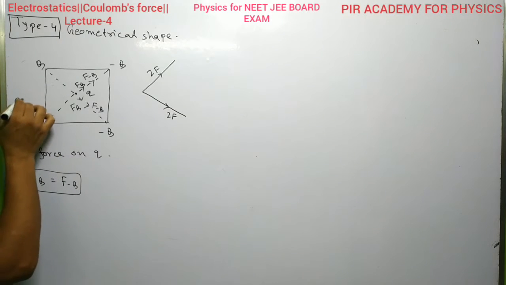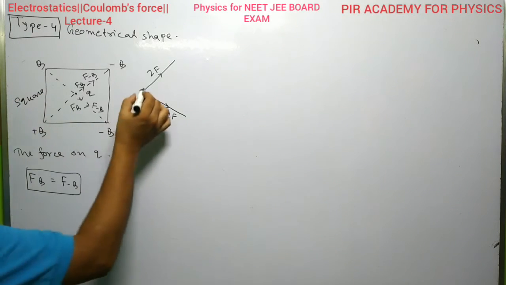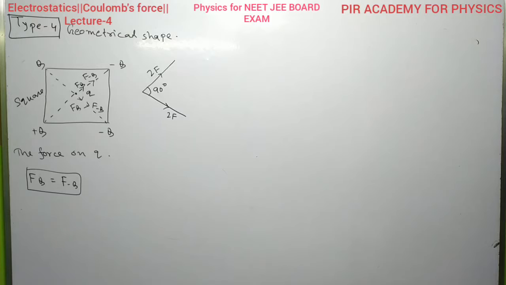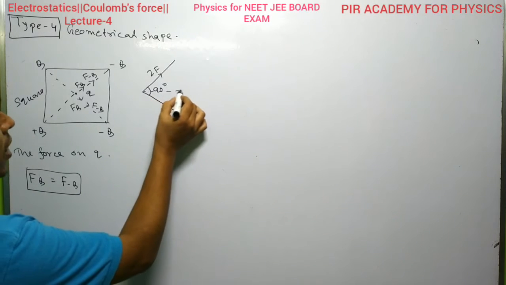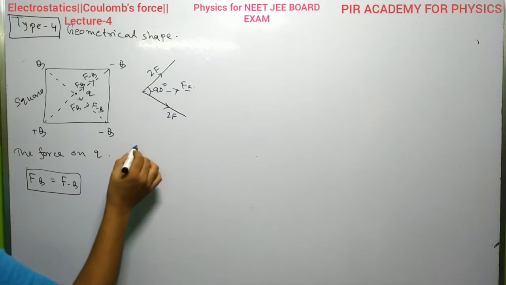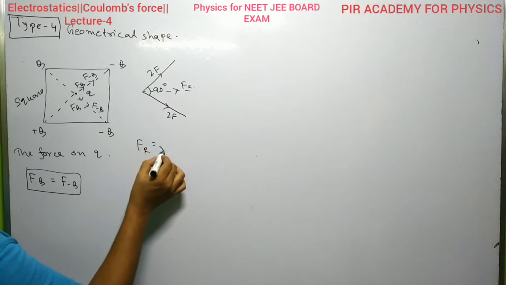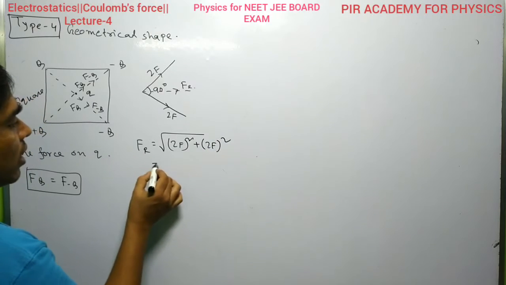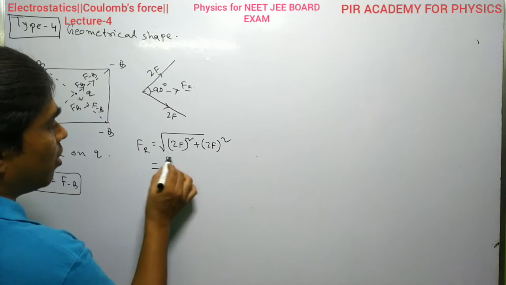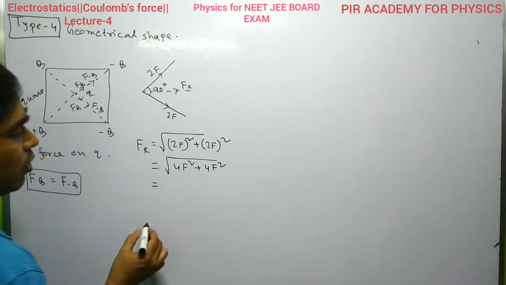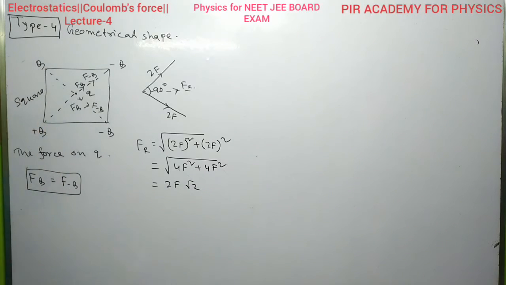Suppose this is a square, then this angle will be 90 degree. Now you have to find out the resultant of the force. Resultant will be root over 2f whole square plus 2f whole square, then it will be 4f square plus 4f square, that means it will be 2f root 2. This is the force.